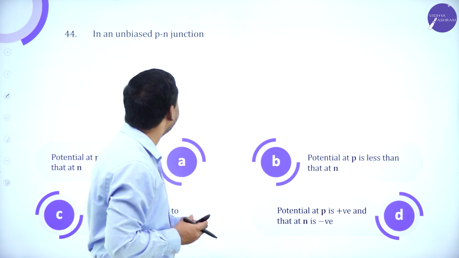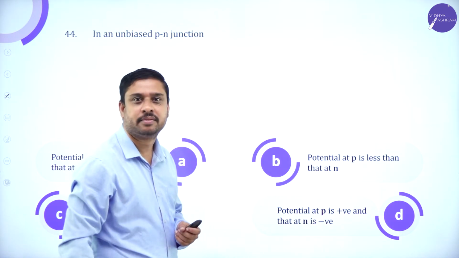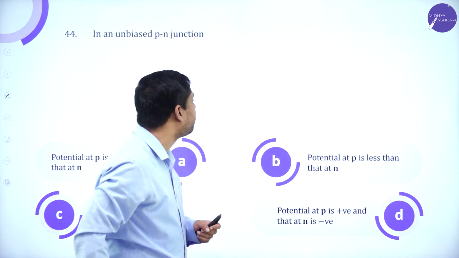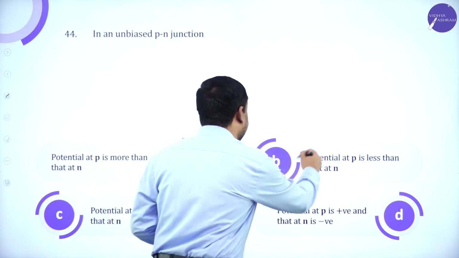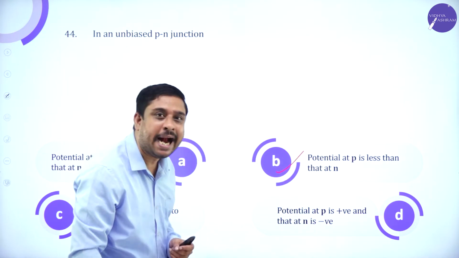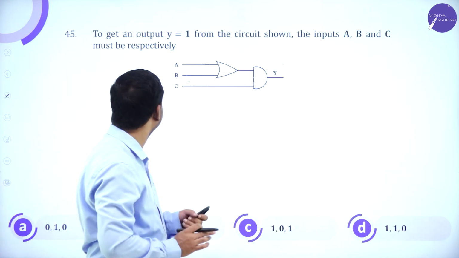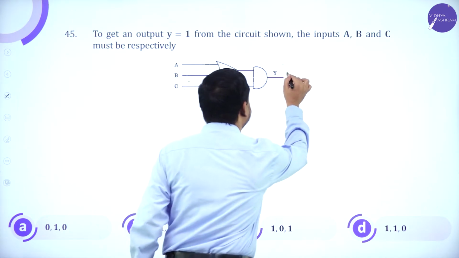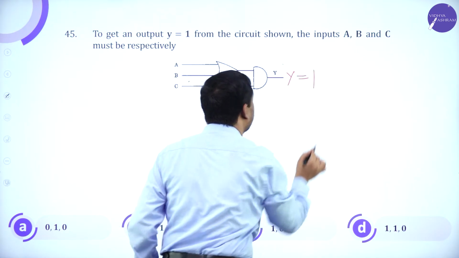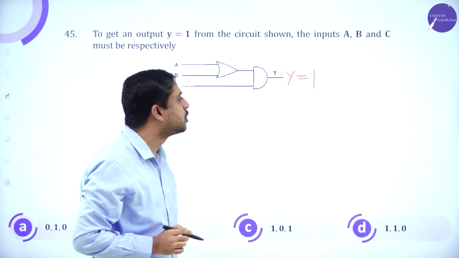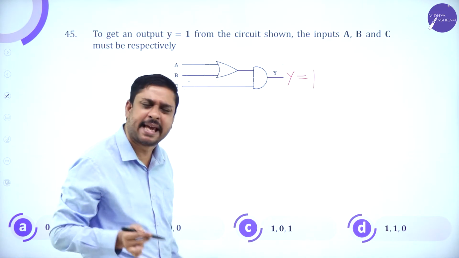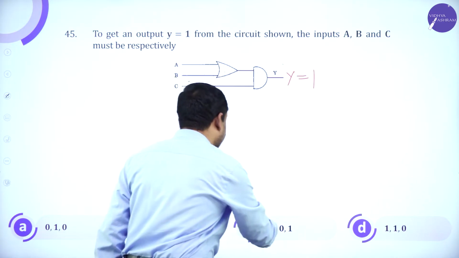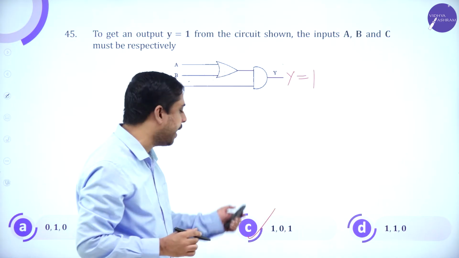In an unbiased PN junction, unbiased potential at P is less than the potential at N. To get an output, Y is equal to 1. What should be the inputs across A, B and C? Simple digital electronics. 1, 0, 1.